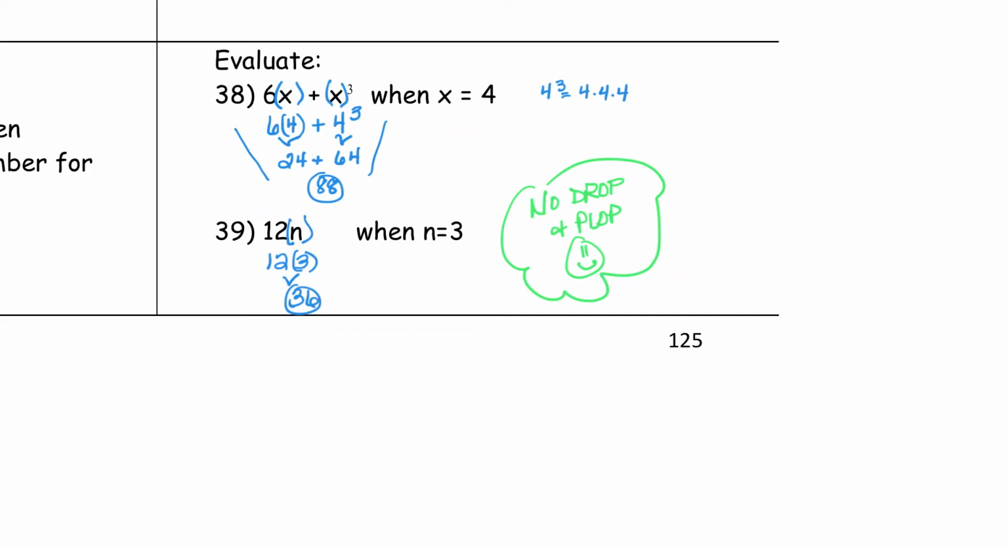38, evaluate when x is equal to 4. So it's 6 times x plus x to the 3rd. You definitely want to be careful with this. Remember, no drop and plop. Okay, so what happens here, what I suggest is put the parentheses around the variables so that you remember that you're going to multiply, in this case here, you're going to multiply the coefficient of 6 next to the x, okay? And the x in this case is going to be equal to 4. When you solve and do all your substitution, your answer is 88. And for 39, the answer was 36.